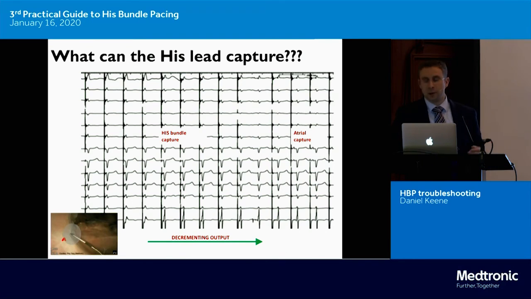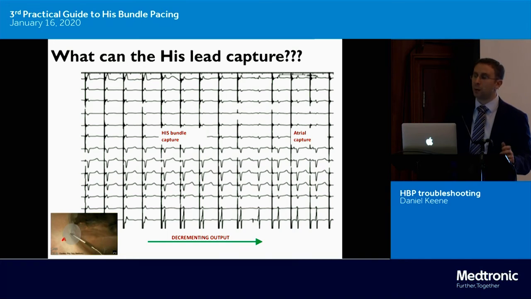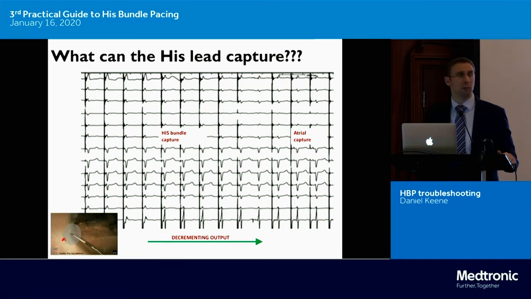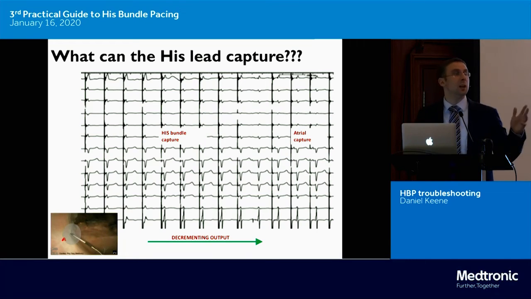And this is proven by the lengthening of the stim to V interval up to 120 milliseconds, which is obviously a typical AV interval. There are three considerations really to make regarding this. One is be aware of this phenomenon. Make sure that when you're documenting a threshold, you're actually documenting your His threshold and not an atrial threshold. Make sure that you pace with sufficient output that you deliver His pacing.